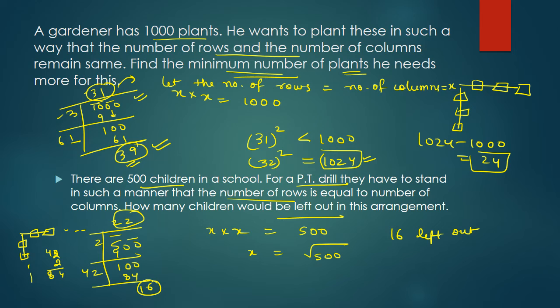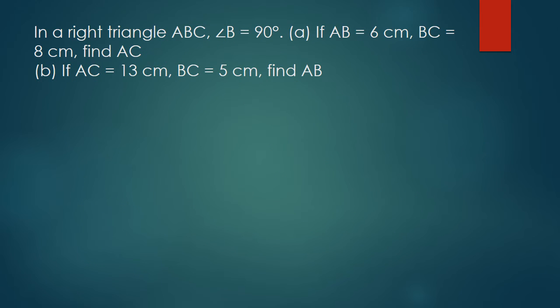Let's see another thing. Here in a right triangle ABC, which is right angled at B, AB is given as 6, BC is given as 8. You have to find out AC.